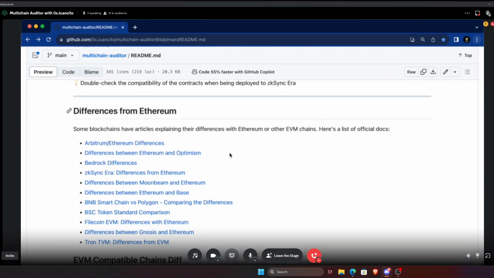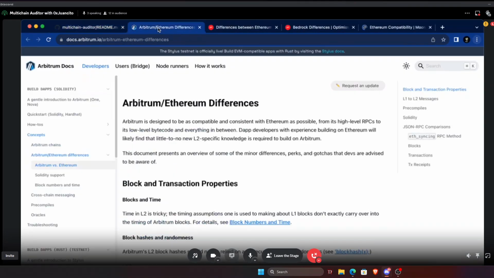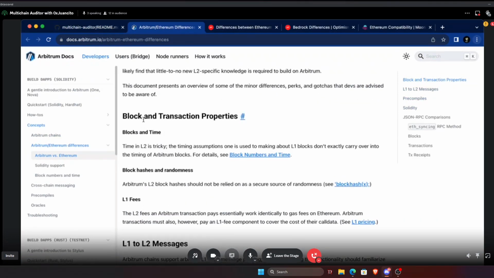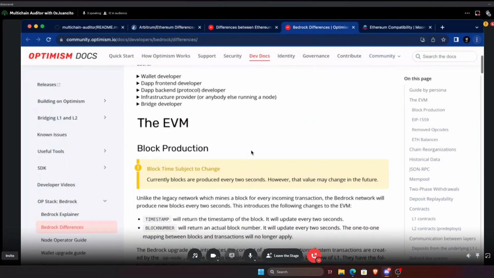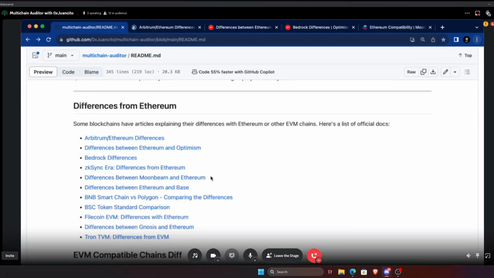Okay, so final note. Most of the chains have their differences with Ethereum. So you might want to check those links to see how different opcodes behave, and how the timestamp and block times differ on each one. You might find very interesting things for each different chain.